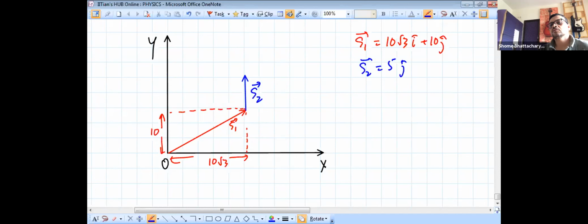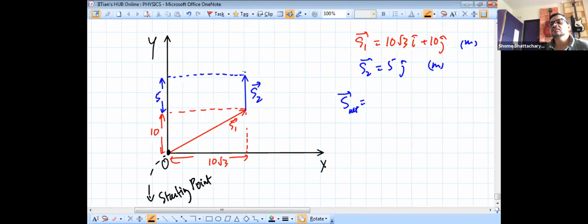So if you drop this perpendicular here, you can see this is 5, all in meters. So now we want to talk about the net displacement. So you can see, what will the net displacement be? The starting point is the origin. This is the point from which the body is starting. And this is the final position after completing the two displacements. This is the final position after completing a displacement of S1 plus S2.